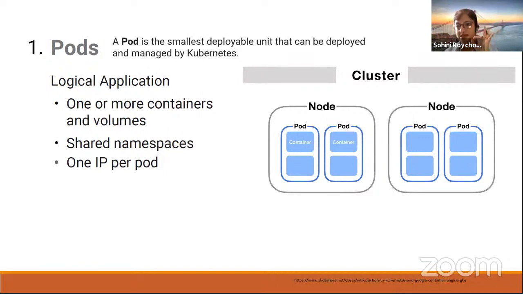So a pod is the smallest entity in a Kubernetes cluster that can be deployed and managed by Kubernetes orchestration. It's a logical application. One or more containers and volumes can be created in multiple nodes. They have shared namespaces. Now, namespaces are useful because if you have multiple pods under one namespace, then creating and removing these pods becomes super easy. You just delete the namespace, and all the pods and containers and services and deployments underneath that namespace, everything gets removed.